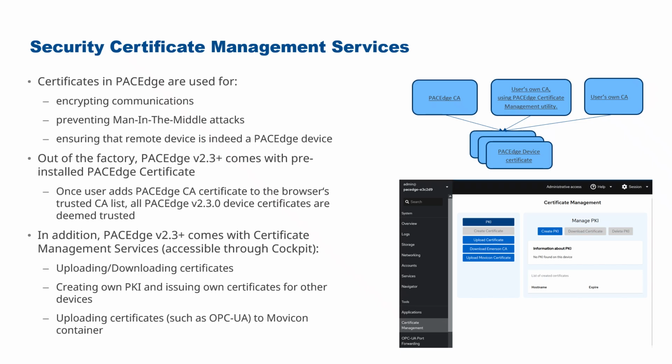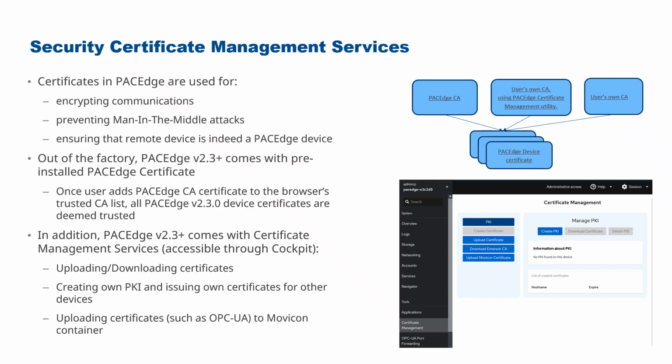Now, for additional cybersecurity protection, PACEdge also includes security certificates, and we include management services to be able to configure and control those certificates as well. So the reason for using certificates in PACEdge is effectively to encrypt communications. That means that any data going outside of a box and over a network is encrypted, and without these certificates, no one else would be able to understand what's inside those messages. So it provides encrypted communications, it provides security of those communications, it prevents hacking, and it also prevents man-in-the-middle attacks.